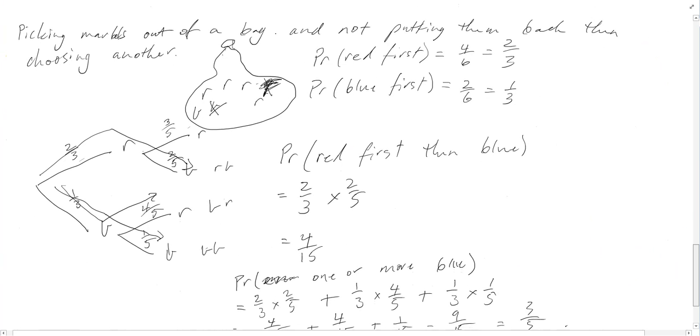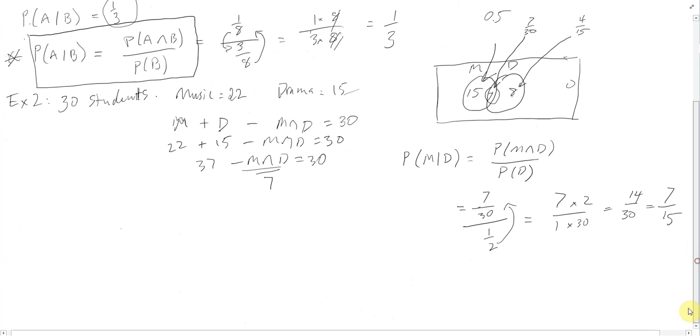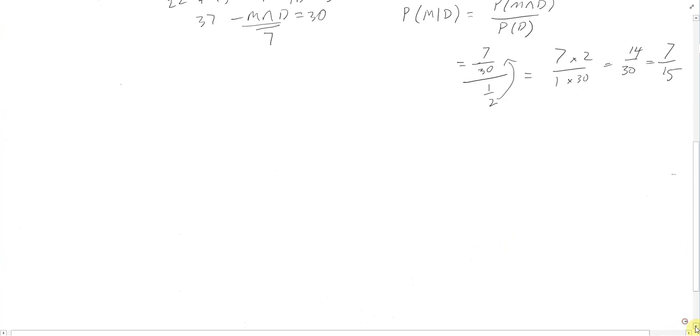Here we go. Remember this example from a few videos back where we picked a marble out of a bag and we didn't put it back, and then we picked a second marble. We started off with there being 4 reds and 2 blues in our bag. I'm going to write this example again on a fresh place so that we can do this a bit more easily. Okay, so let me write this one down again. So we're picking a marble out of a bag, not putting it back, and then picking a second one out. So we start off with 4 reds and 2 blues.